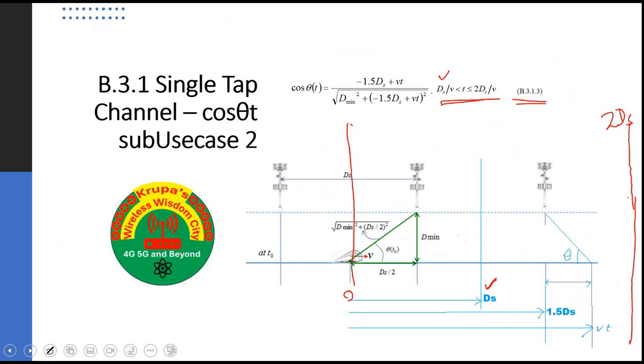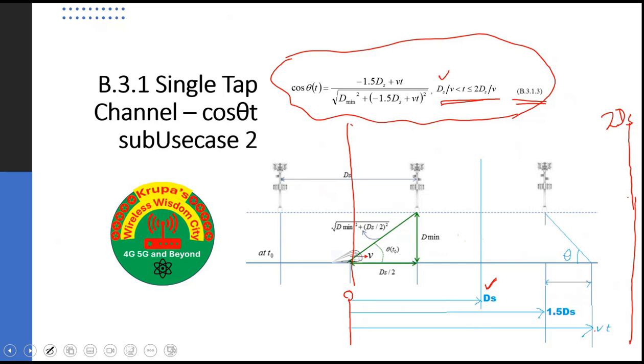This is the 3GPP equation they have given. Now we apply the same concepts. So if you look at vt minus 1.5 ds, if you remember, this is my starting point. I am at here. So this is my total distance. This total distance is how much? From here to here, it will be vt. And the base station that is scattering is now this one. So vt minus, this should be how much? From 0 to here, this is my ds, and this is my ds by 2. So ds plus ds by 2 is equal to 1.5 ds.